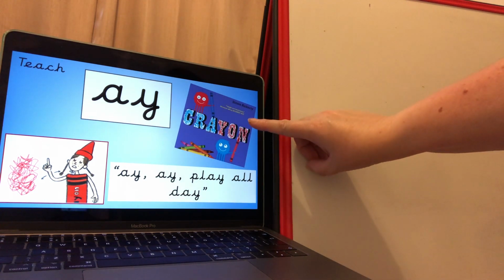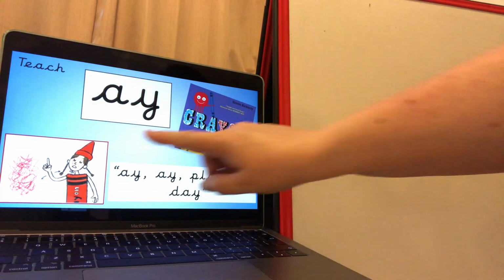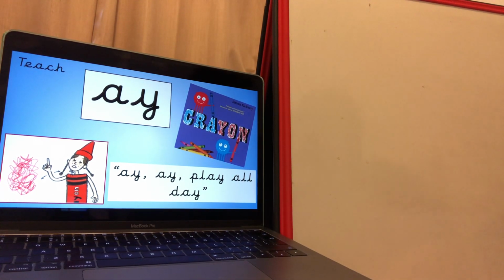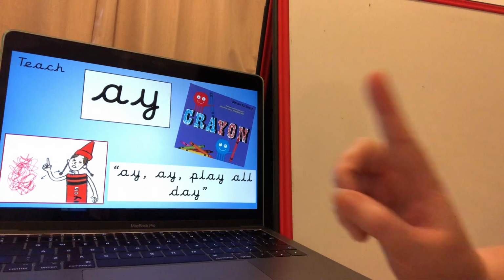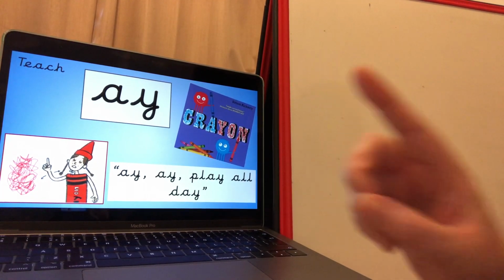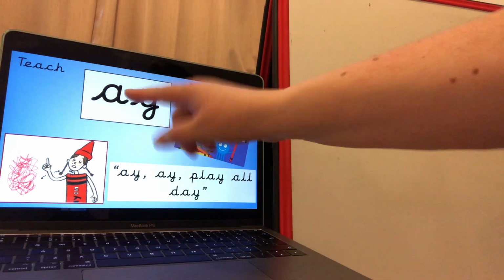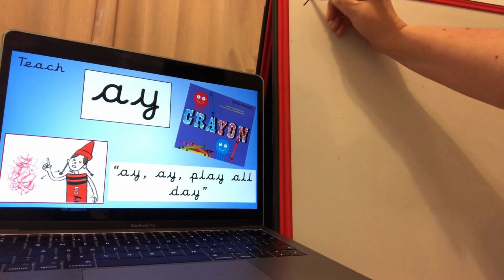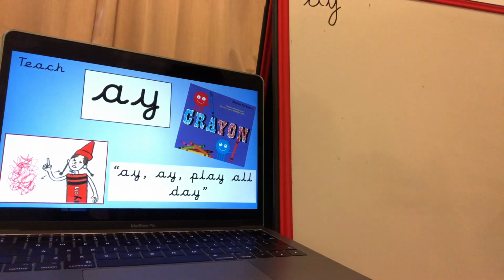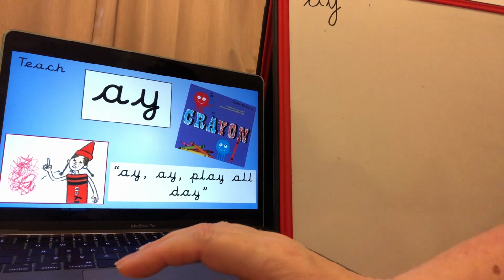And here's another digraph that we know that also makes an A sound. It's linked to this crayon book. You can hold your finger up like a crayon and say A, play all day. A, play all day. So this digraph is made with an A and a Y. And you will usually find this on the end of a word.